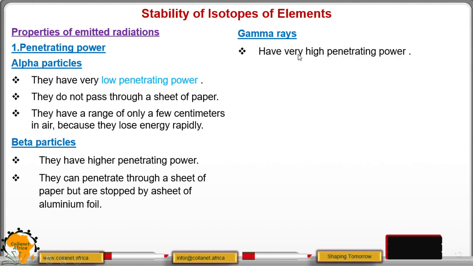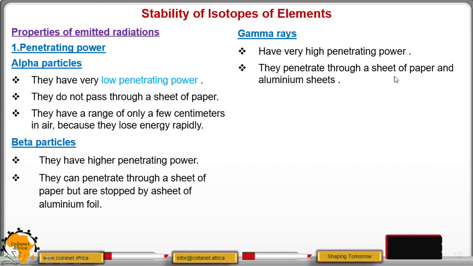Then we have gamma radiations. This one, they have a very high penetrating power. They penetrate through the sheet of paper and through the aluminium sheet. They are stopped by a thick block of lead.